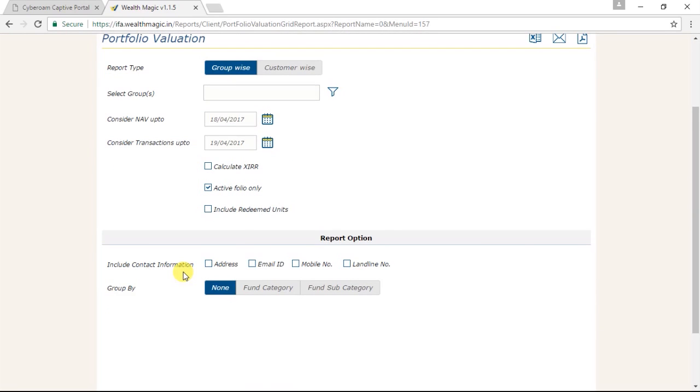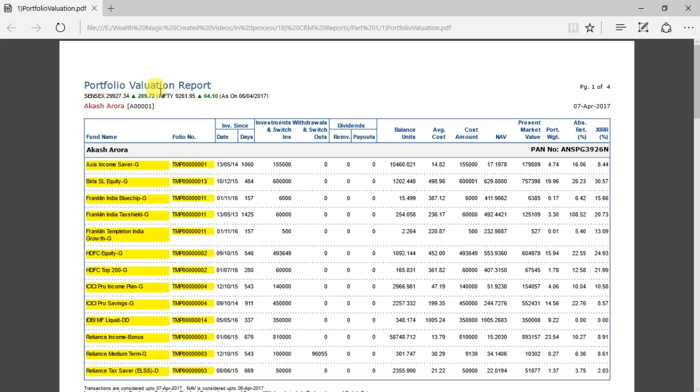This is the Portfolio Valuation Summary Report of Akash Arora. All folios held by Akash Arora are displayed here with their valuation, that is the present market value, along with their returns. You will also get to know if he has done any switch-ins or switch-outs. So this is the Portfolio Valuation Summary. Why do we call it the summary? This is because there is no transaction displayed here, only summary of each portfolio is displayed.